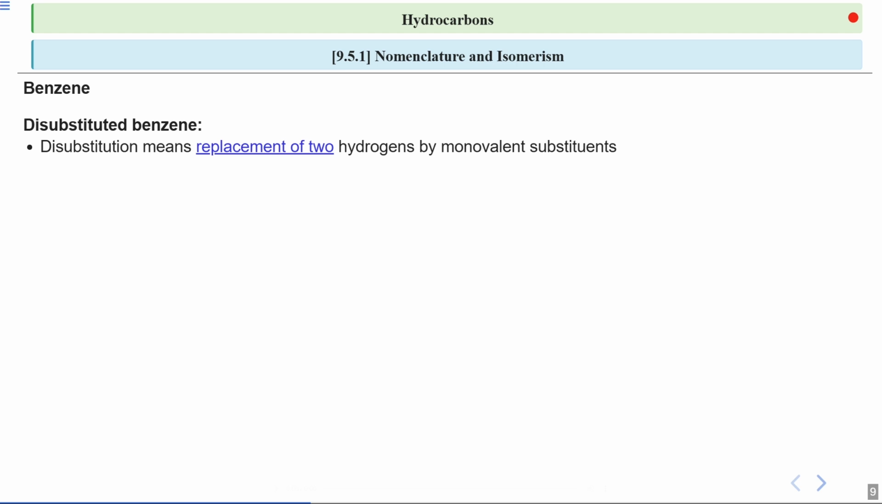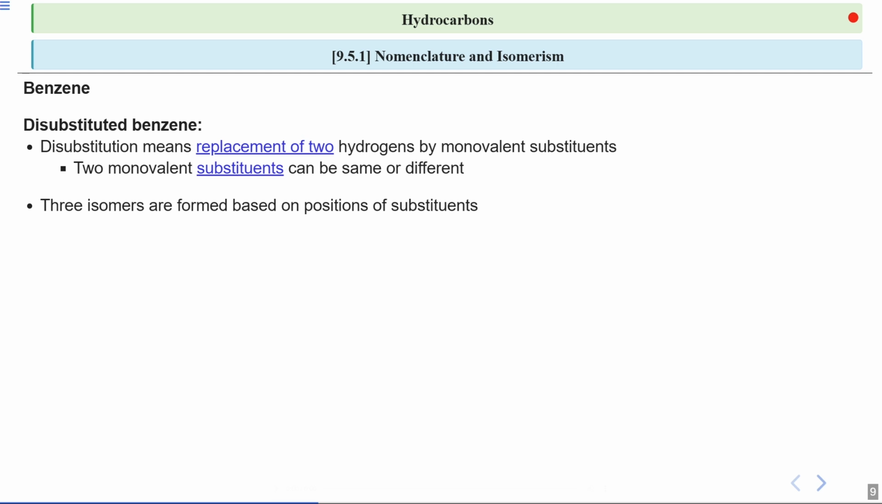In disubstitution, we replace two hydrogen atoms by monovalent substituents. It is very important to remember that we are always replacing hydrogen with a monovalent substituent, because hydrogen is monovalent. If you are replacing it, you must satisfy the valency of carbon, and for that, you have to take a substituent which is monovalent, meaning it can form only one covalent bond at max. Now, the two monovalent substituents can be the same or different. It is not necessary that both substituents must be different or must be the same. They can be the same or maybe different.